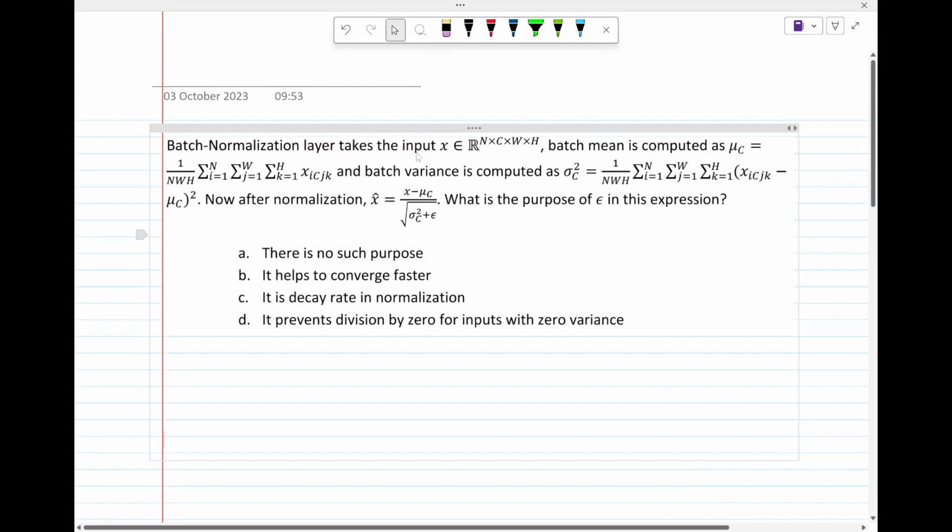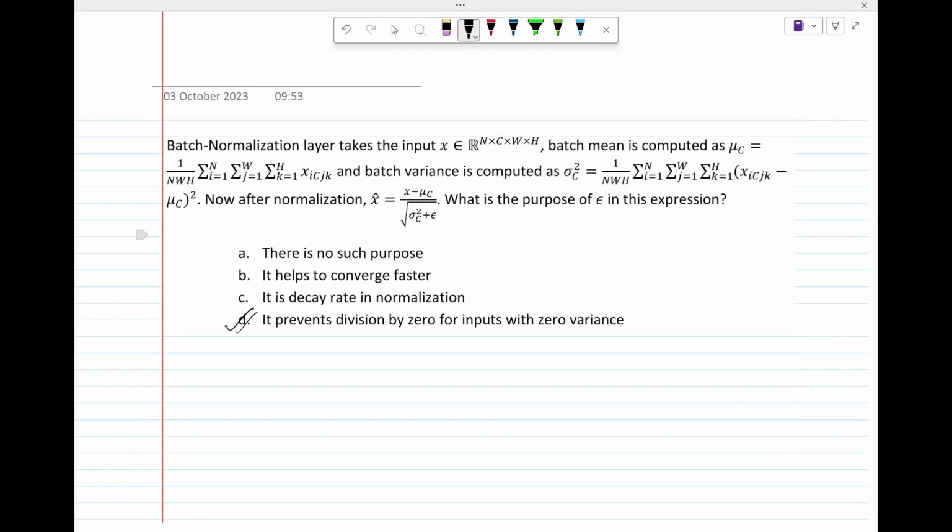Batch normalization layer takes input X in R^(N×C×W×H). Batch mean is computed as mu_c and batch variance is computed as sigma. Now after normalization, X hat is of this form. So this is the regular batch normalization implementation. What is the purpose of epsilon in this expression? A: there is no such purpose. B: it helps to converge faster. C: it decays rate in normalization. D: it prevents division by zero for inputs with zero variance. So we know it is option D, which we just discussed in one of the previous questions.